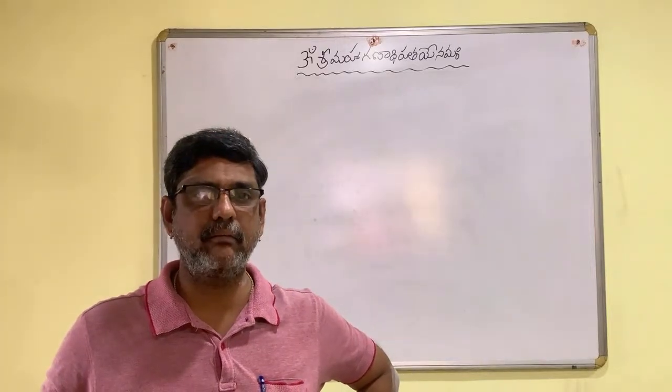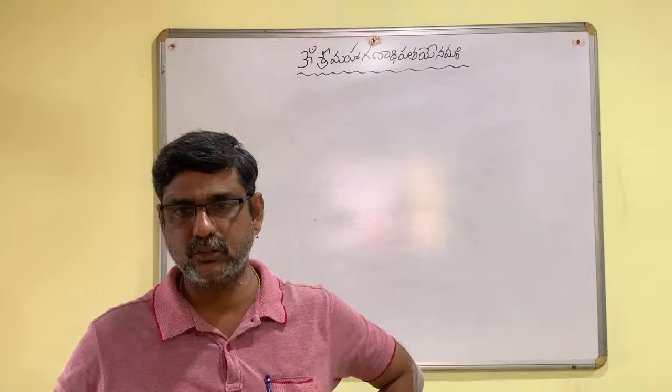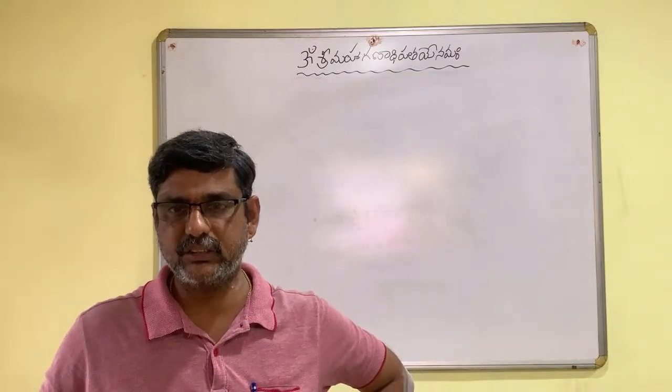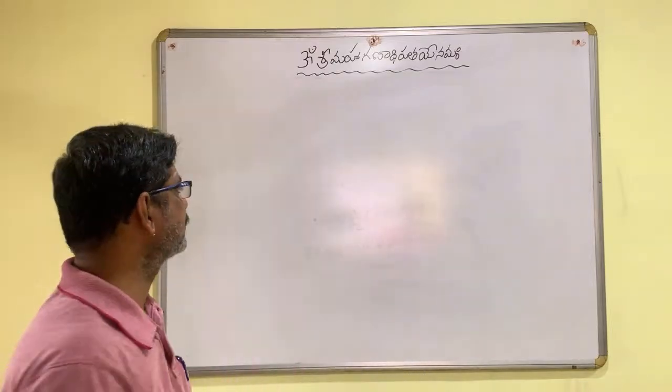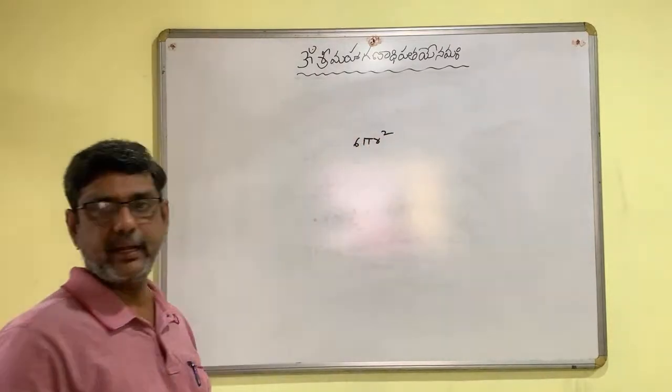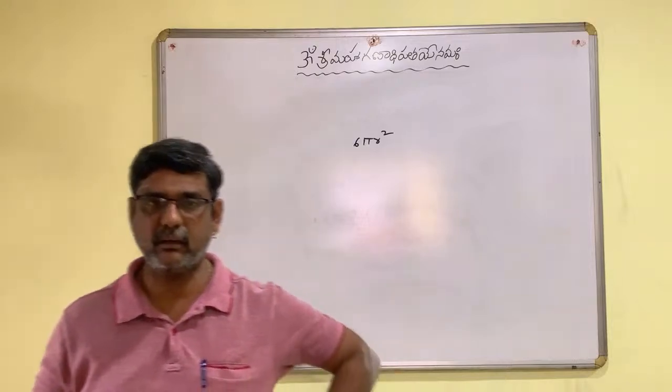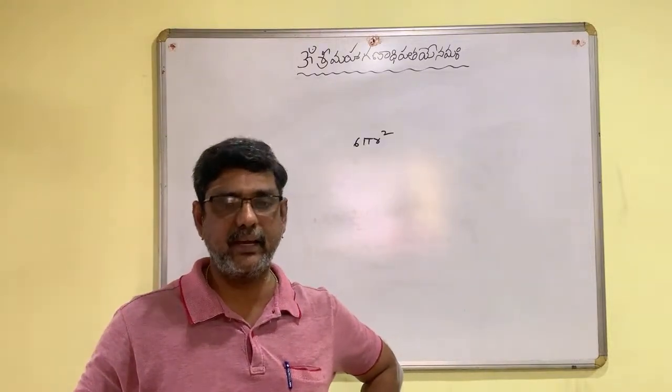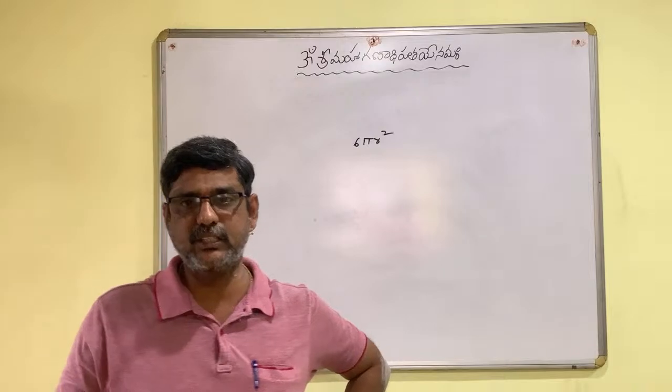Yes, by your friend. I am asking the surface area of both the parts together. Yes. It is 6 pi r square. It is 6 pi r square, not 4 pi r square or 3 pi r square.